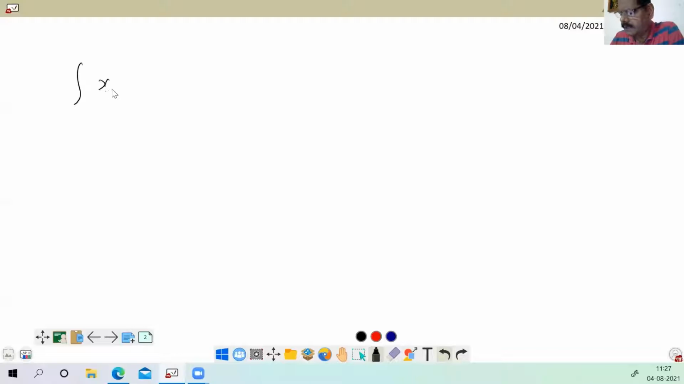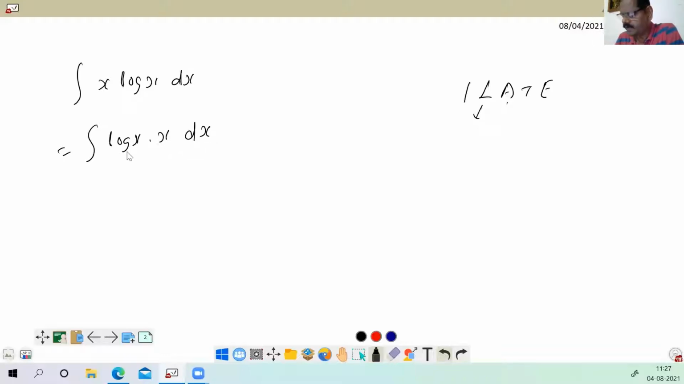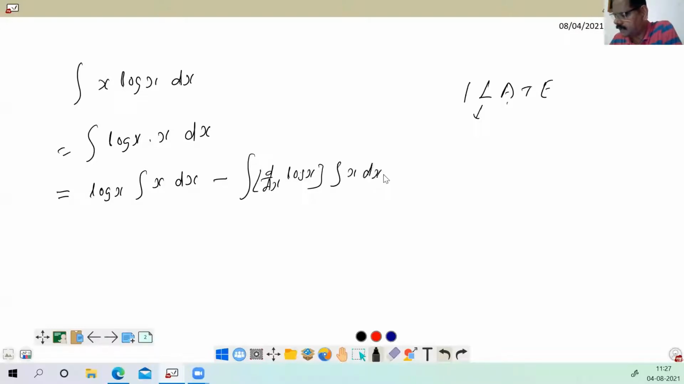Integral of x into log x dx. So here, as per the ILATE rule, the logarithmic function comes first. Before the algebraic function, the logarithmic function comes first. So we have to rewrite this as log x into x dx. So log x is our first function, x is our second function. So using the formula for integration by parts, first function, that is log x, into integral of second function x dx, minus integral of derivative of first function into integral of second function dx.